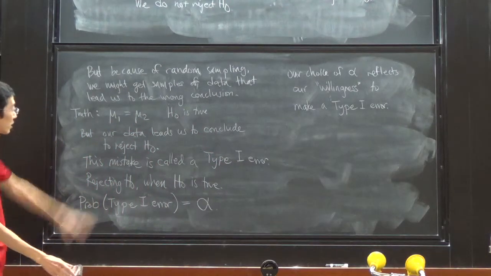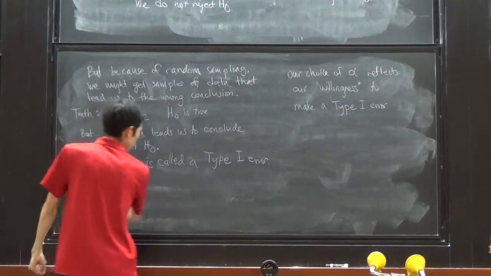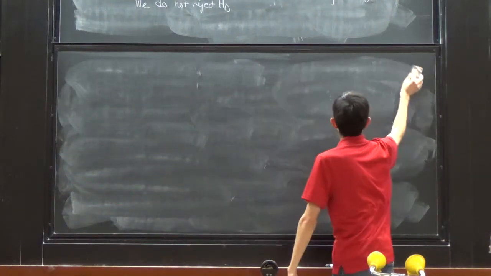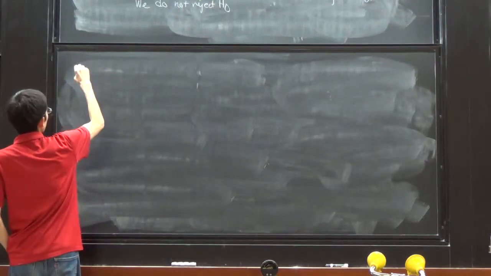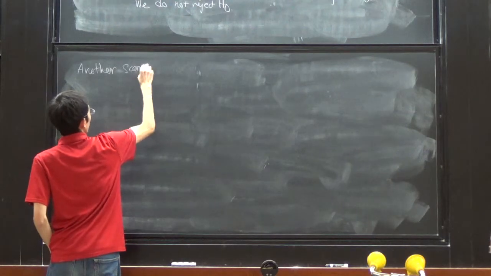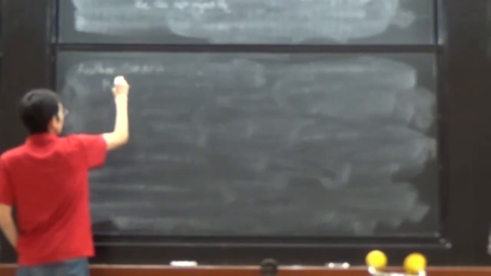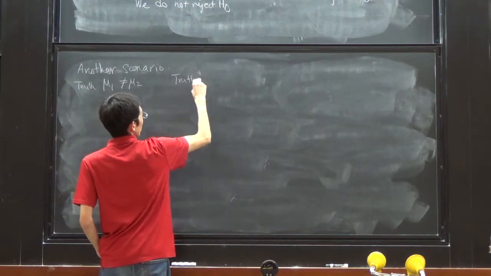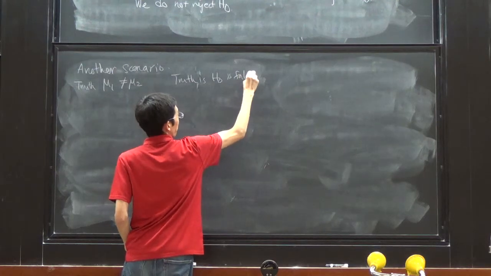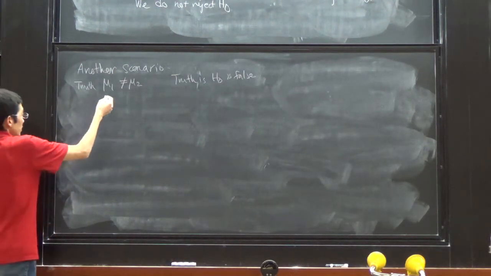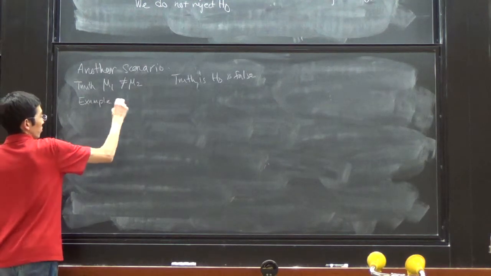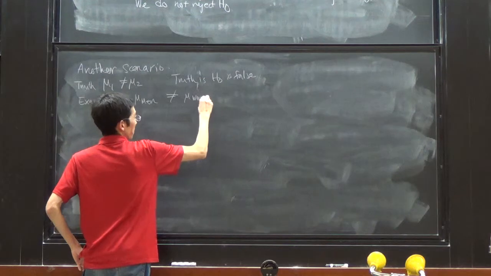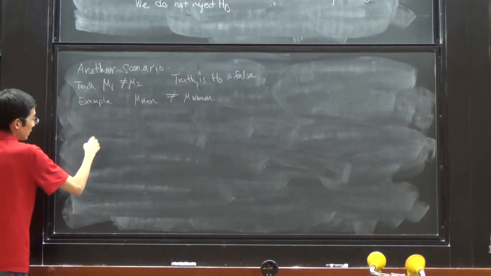So let me write that down. Can I erase this? So we could also make another type of mistake. So in another scenario, the truth is mu1 does not equal mu2, or the truth is the null hypothesis is false. So for example, the mean height of men is not the same as the mean height of women. Ideally, our samples would reflect this.